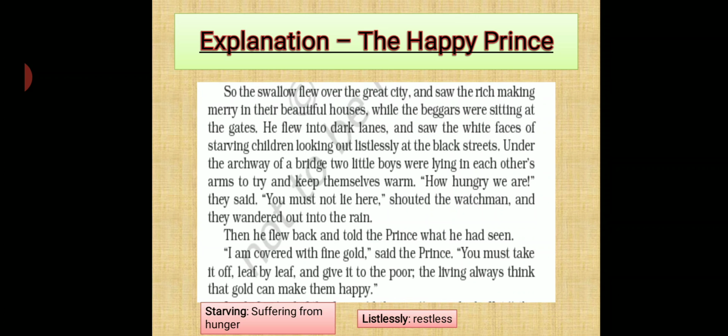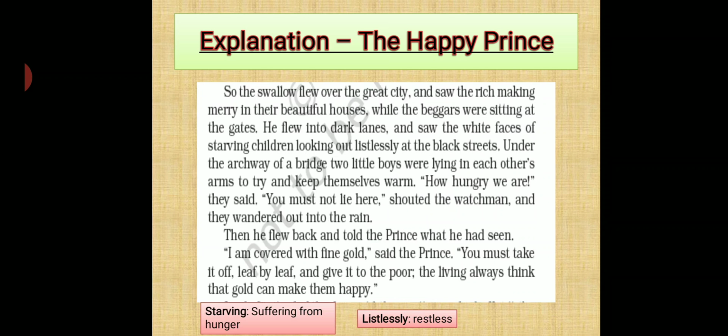So the swallow flew over the great city and saw the rich making merry in their beautiful houses while the beggars were sitting at the gate. And he flew into the dark lanes and saw the white faces of the starving children looking out listlessly at the black street. So now what happened? Starving means suffering from hunger and listlessly means restless.